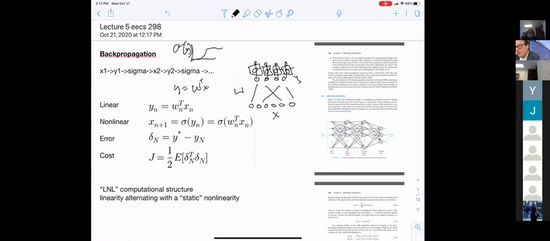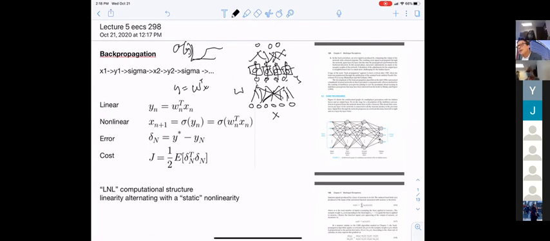And note the difference between that and this matrix. The matrix here has the ability to mix all the X's together to produce these outputs, but the sigmas don't. They operate on a single value, scalar values. And then that goes through another weight matrix. There would be some outputs here, and that goes through another weight matrix up there.